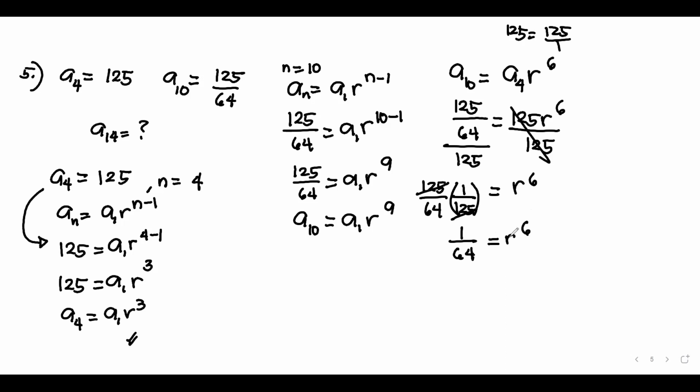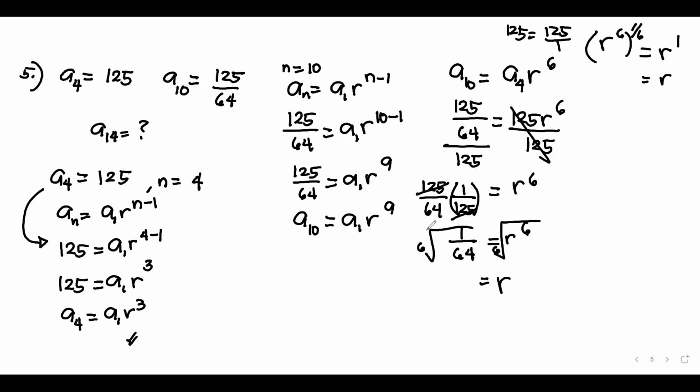To get the value of r, we need to get the 6th root on both sides, because this is the same as r raised to 6 power. With the 6th root, the power there is 6, so 6 times 1/6, the answer is 1. So we will have now r.